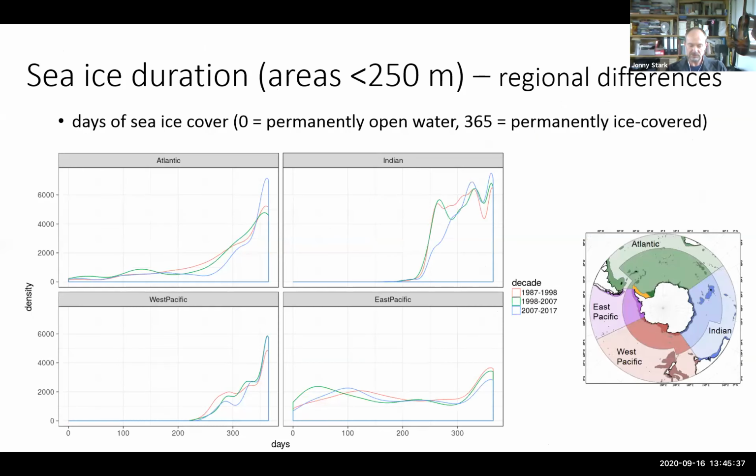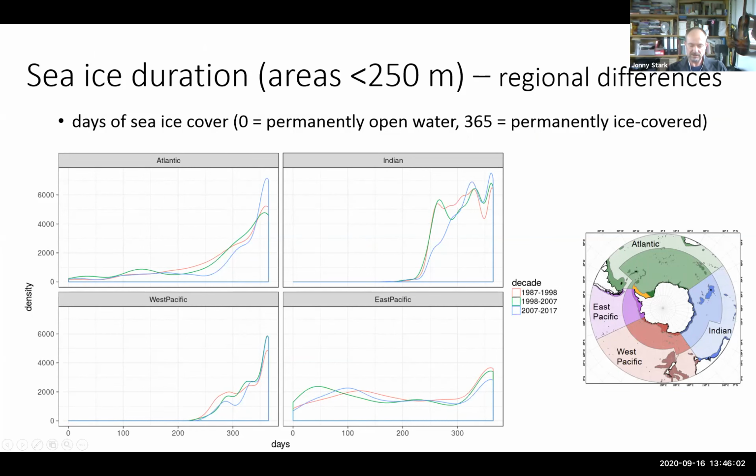So there's also large regional variation in sea ice cover. Here we see 4 different sectors which have quite different sea ice duration properties. The Atlantic and East Pacific sectors have areas that are permanently open or mostly open water, whereas the entirety of the Indian and West Pacific sectors are ice covered for at least half the year.